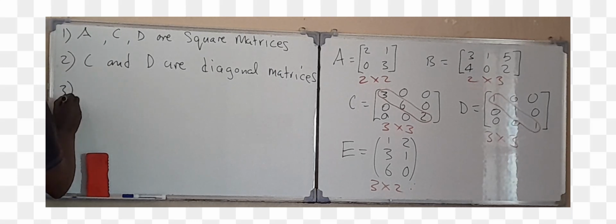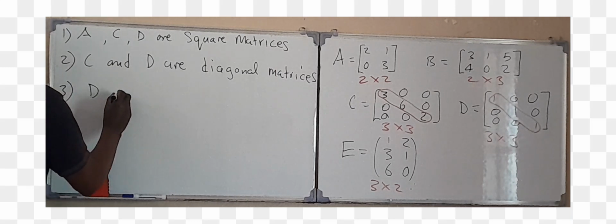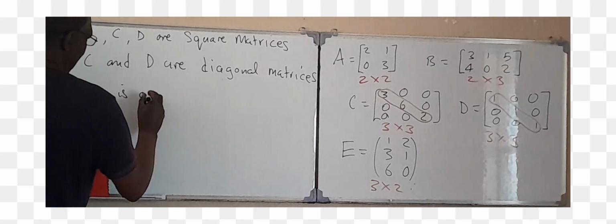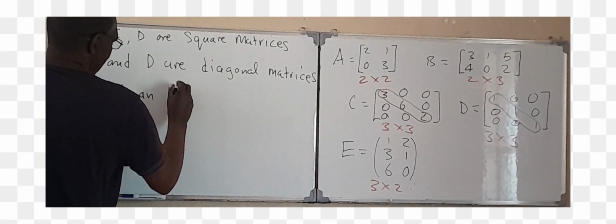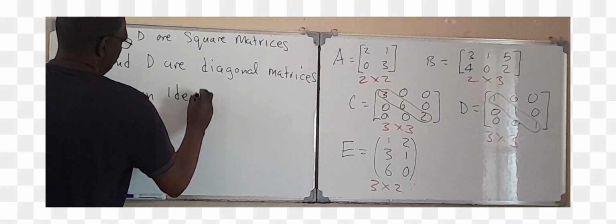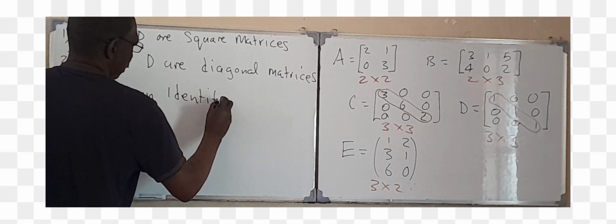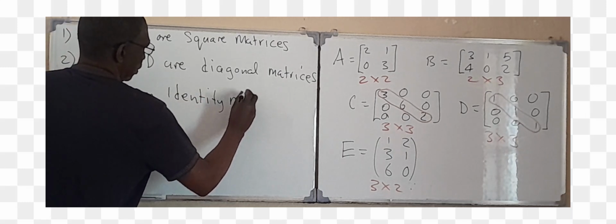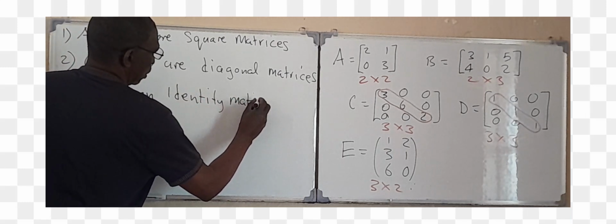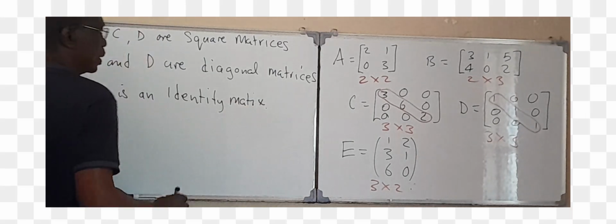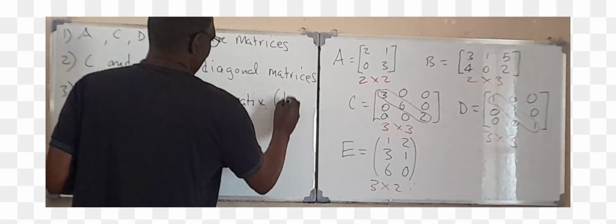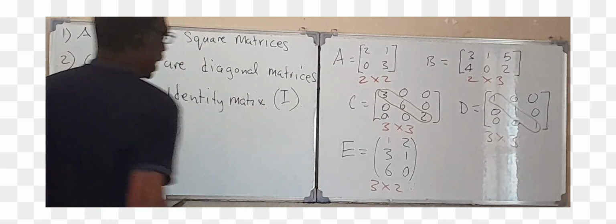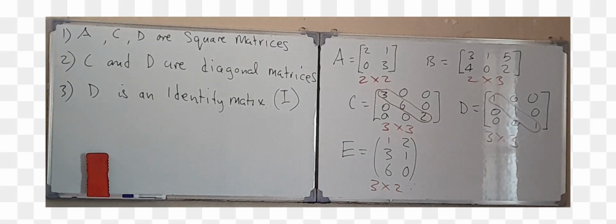So number 3, matrix D is an identity matrix. And it is symbolized by capital letter I. So those are the descriptions of our matrices.